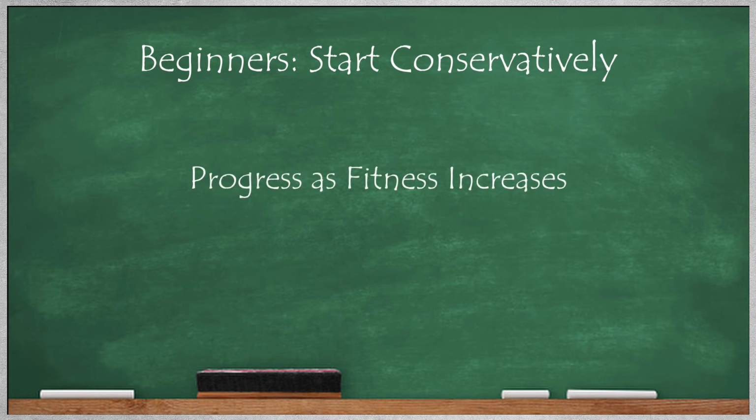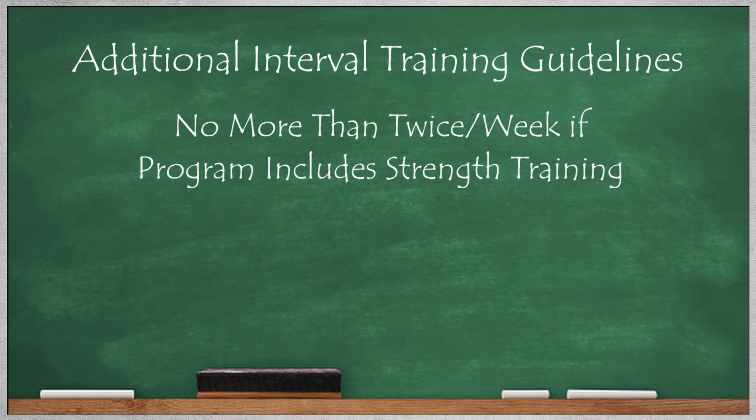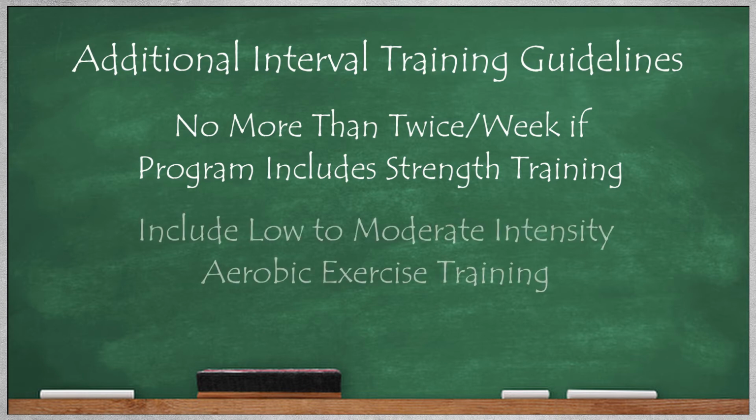I wouldn't recommend aerobic interval training more than twice per week if the person is also strength training as part of their overall exercise program, and I'd include low to moderate continuous training as part of the overall aerobic training program because the body and mind can't sustain high intensity over long periods. It's really good to vary intensities and include lower intensity training as a way to downregulate.